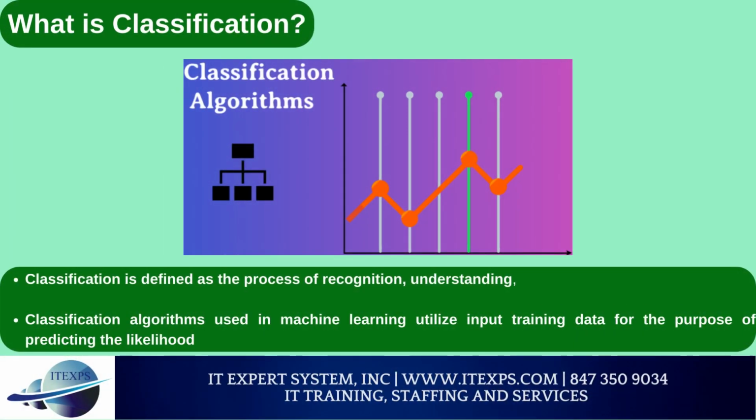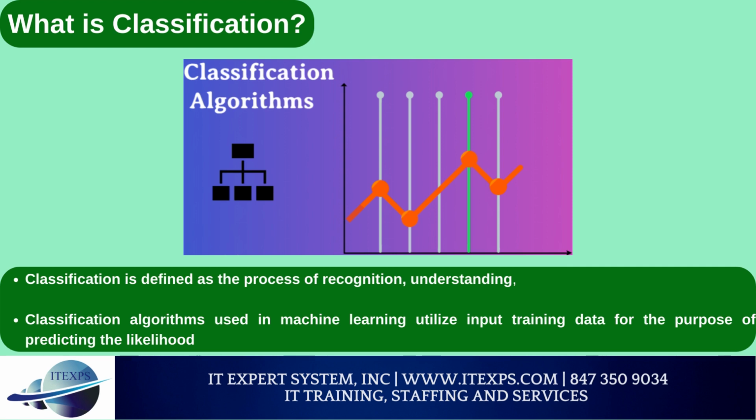What is classification? Classification is defined as the process of recognition, understanding, and grouping of objects and ideas into preset categories, aka subpopulations. With the help of these pre-categorized training datasets, classification and machine learning programs leverage a wide range of algorithms to classify future datasets into respective and relevant categories. Classification algorithms used in machine learning utilize input training data for the purpose of predicting the likelihood or probability that the data that follows will fall into one of the predetermined categories.